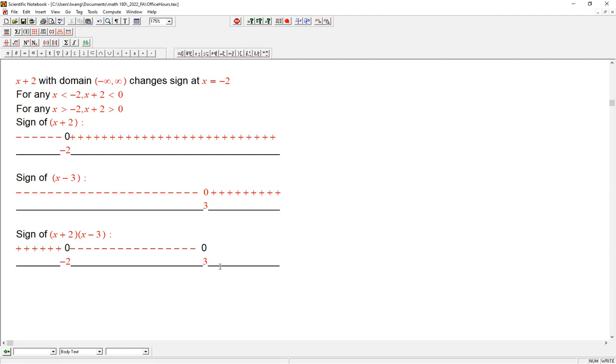And beyond 3, when we pick a number larger than 3 and plug in the product, we're going to get positive times positive. Positive times positive is going to be positive.